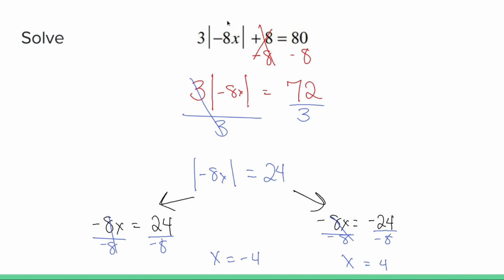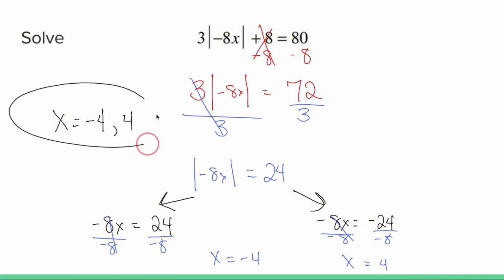You go back, you plug things in, make sure they both work. Trust me, they will both work. I mean, if I were to do 8 times negative 4, that would be positive 24. The absolute value of positive 24 is 24, times 3 is 72, plus 8 is 80. And if you were to plug in regular 4, the absolute value would make negative 24 positive, and the same exact thing will happen. So we have two correct answers, x equals negative 4 and x equals positive 4, and we're done.